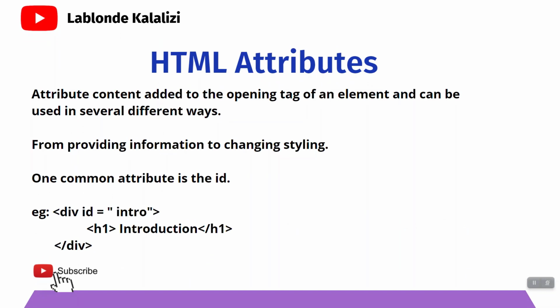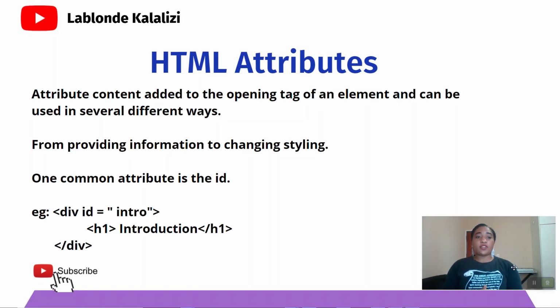And what is an HTML attribute? An HTML attribute is content added to the opening tag of an element and can be used in several different ways, from providing information to changing styling. One common attribute is the ID. Have you ever used the ID in your HTML code?